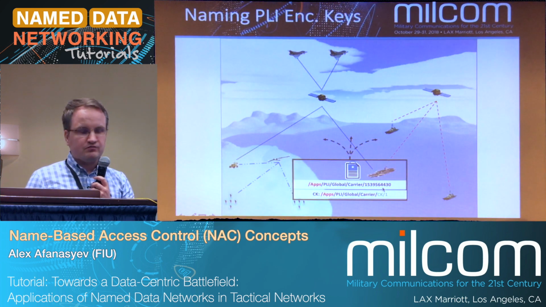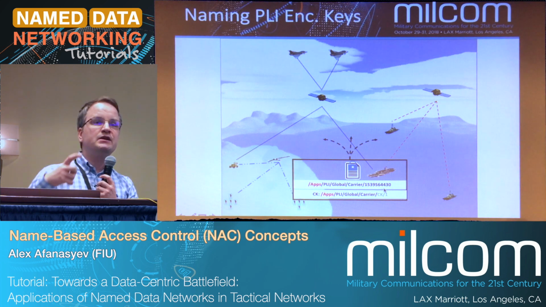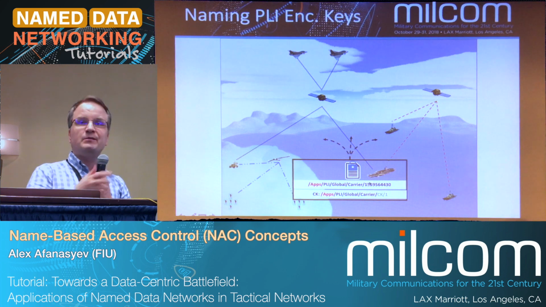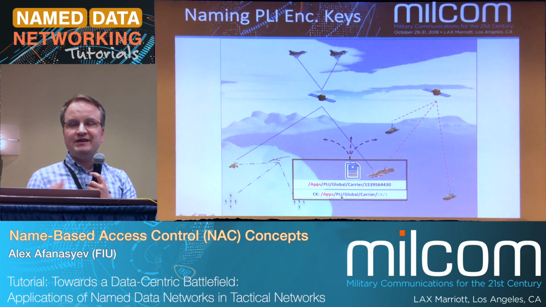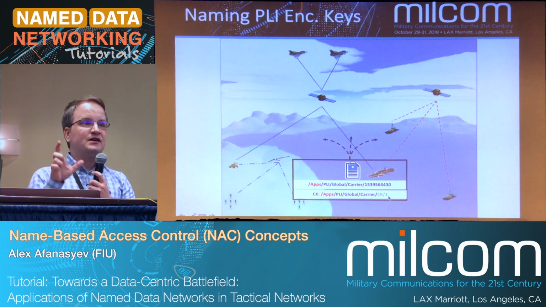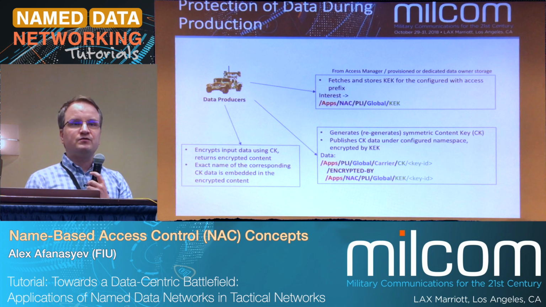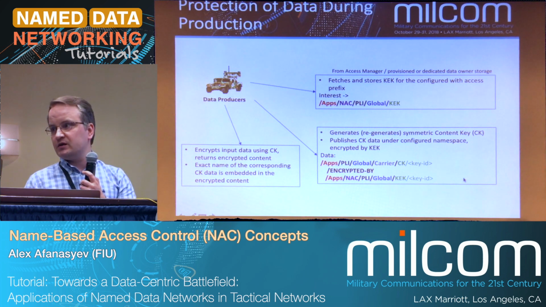And just an additional illustration of the actual data packet being created in this case is a name that Tamer showed before, with a small addition: there's also a name that identifies the encryption key. So there's an app PLI global carrier CK1. This is the encryption key that is used to encrypt the data. And the moment you send an interest for this CK, just by this prefix, you will also discover the name of the policy that it has been encrypted with.